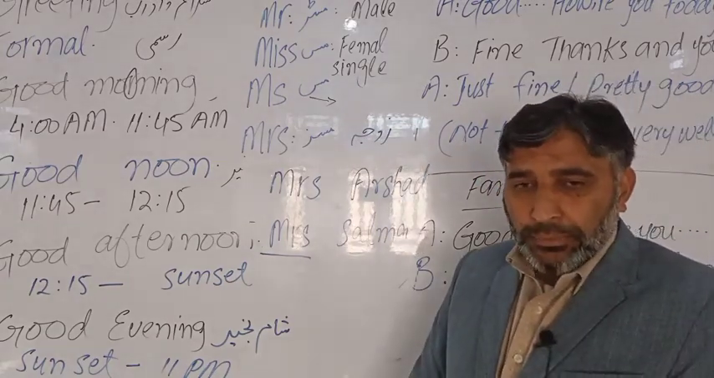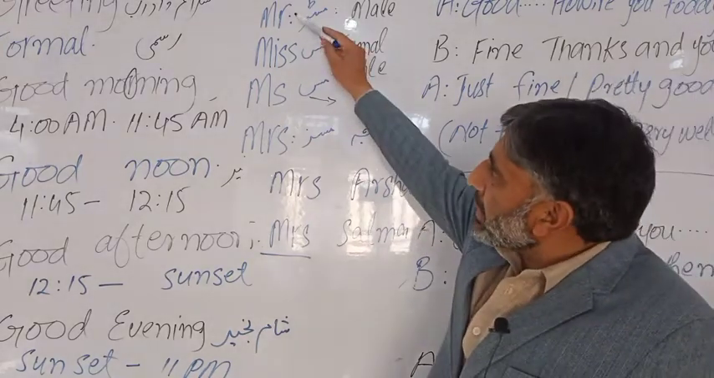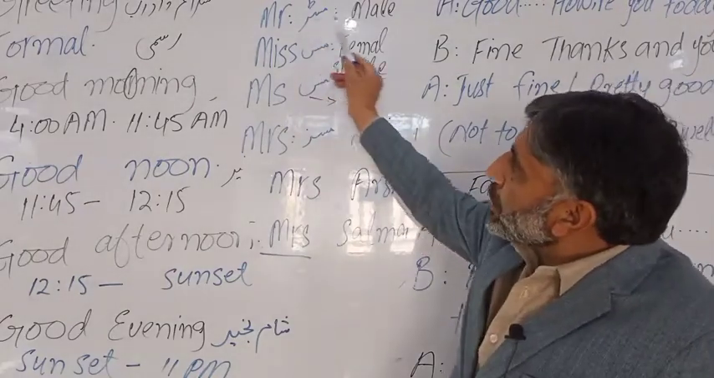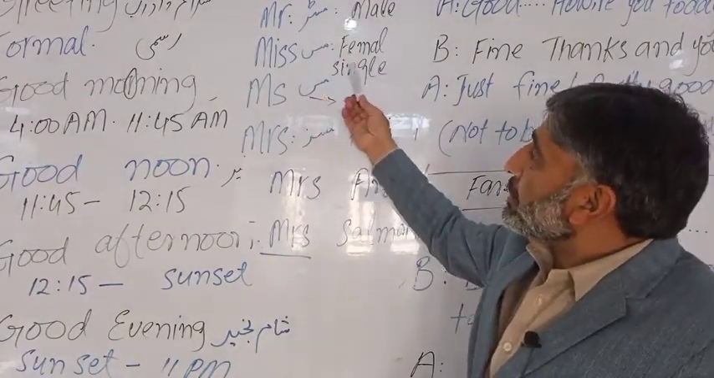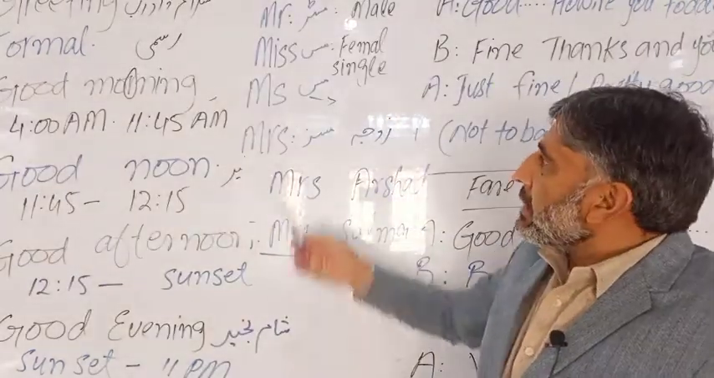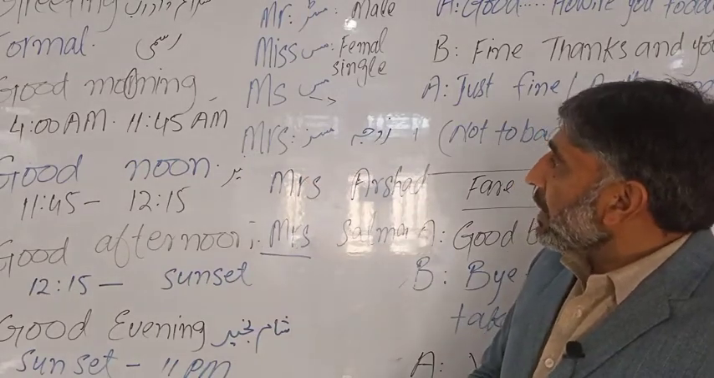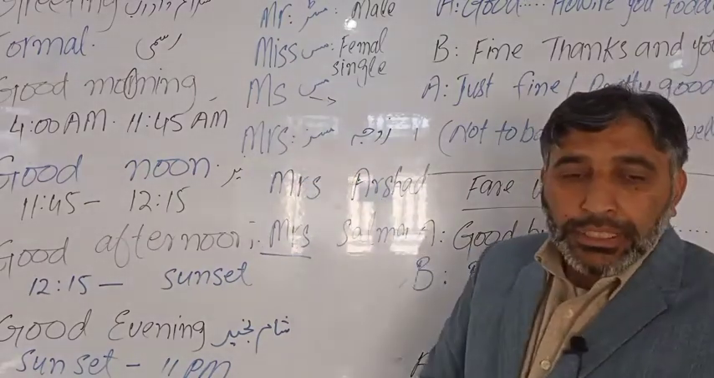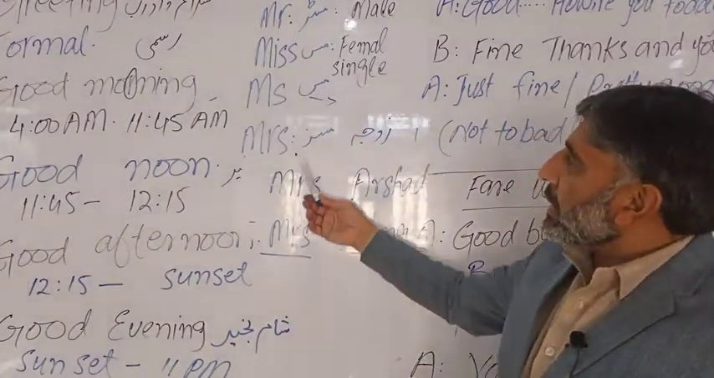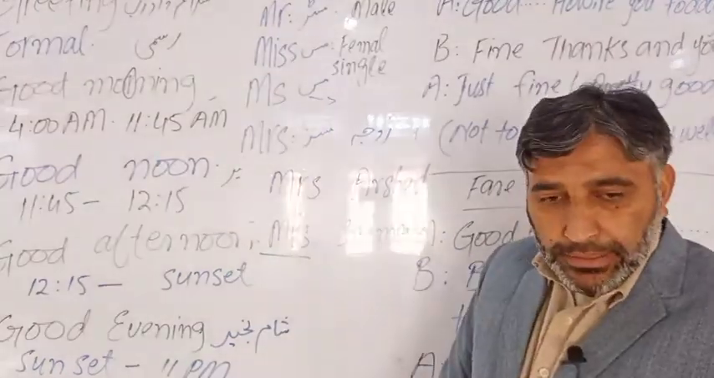So I hope you will have learned the difference between Master, Miss, Ms and Mrs. Master is only used for male, Miss is used for female but unmarried or single female, and Ms we don't know the marital status of a woman, whether she is married or she is single. From the writing we don't know. When a woman writes Ms Fatma, so now we are unsure about her marital status.